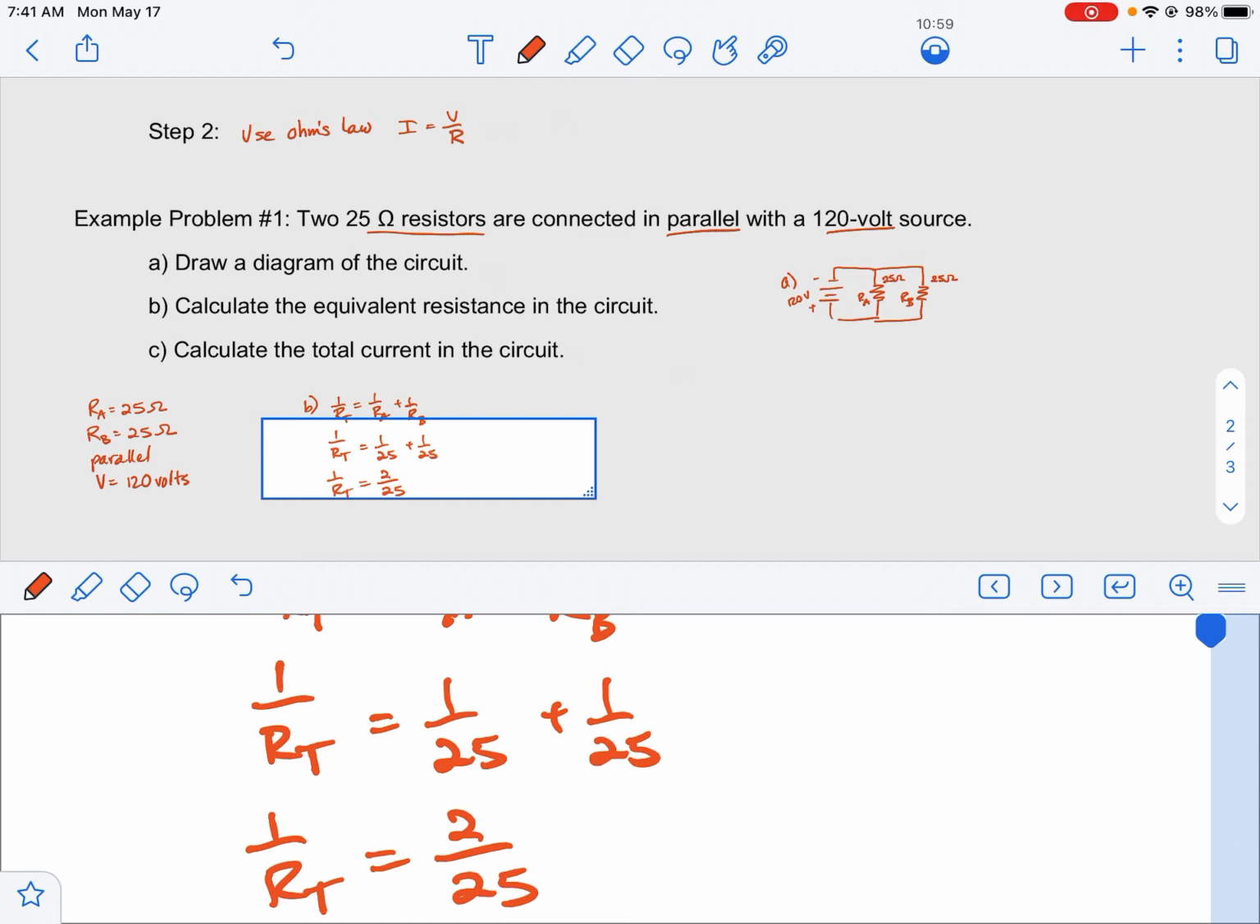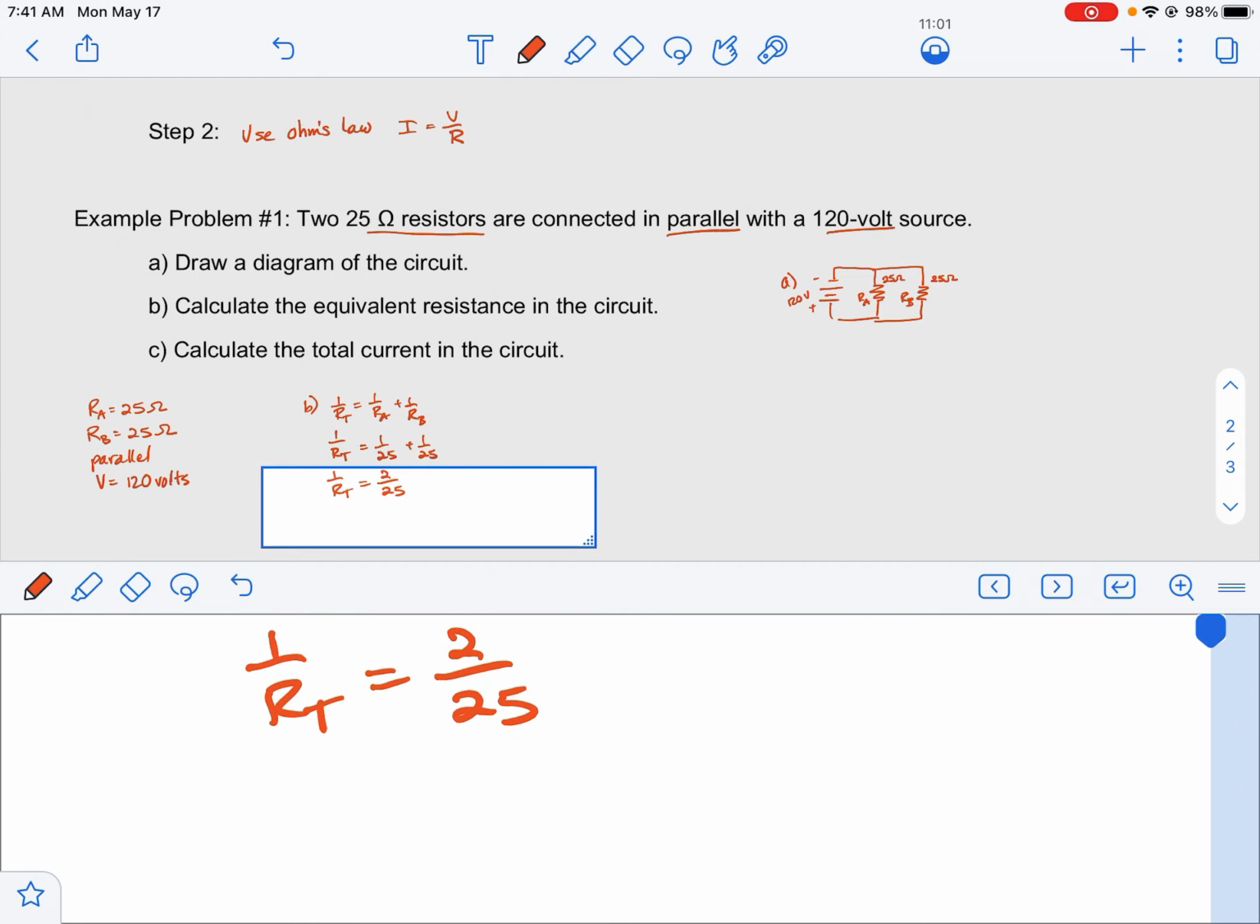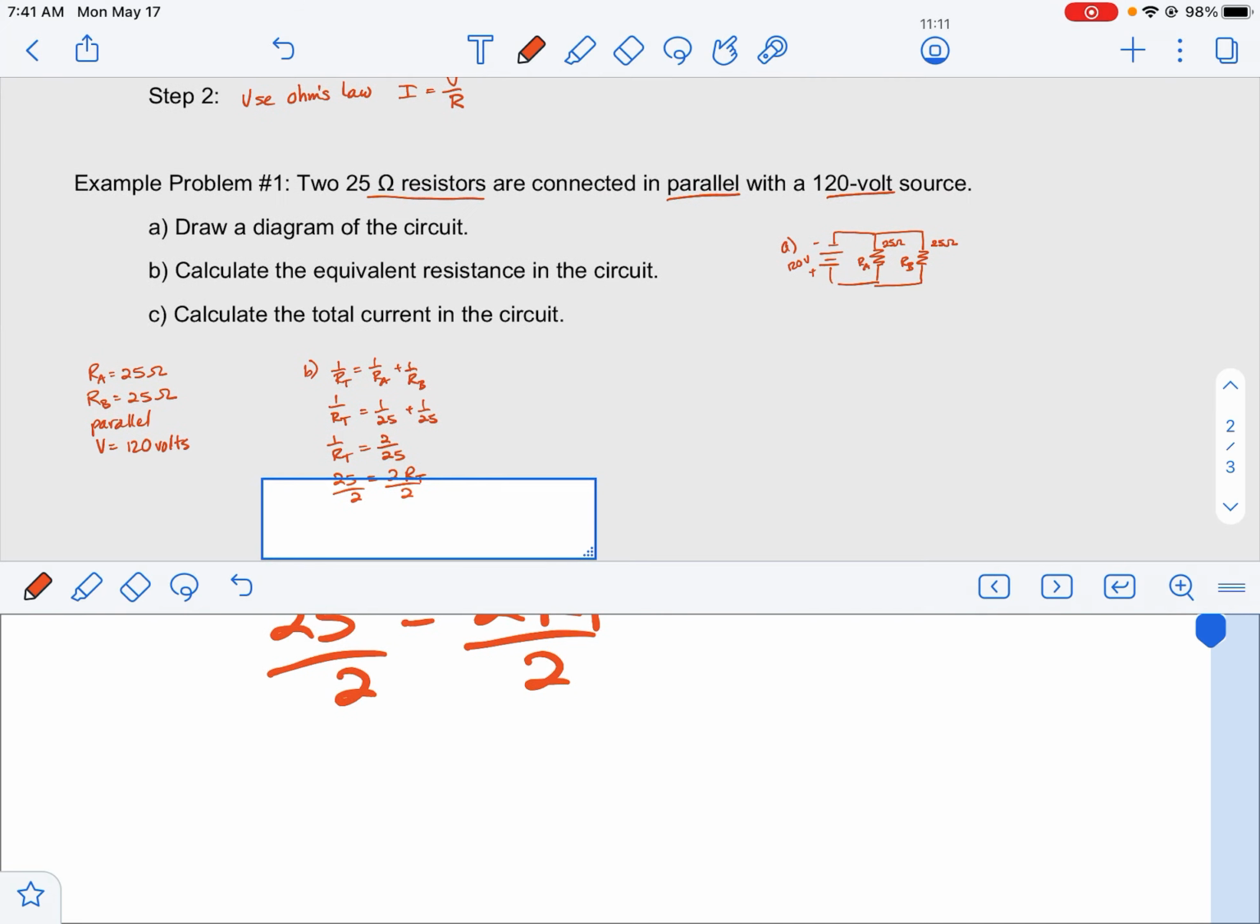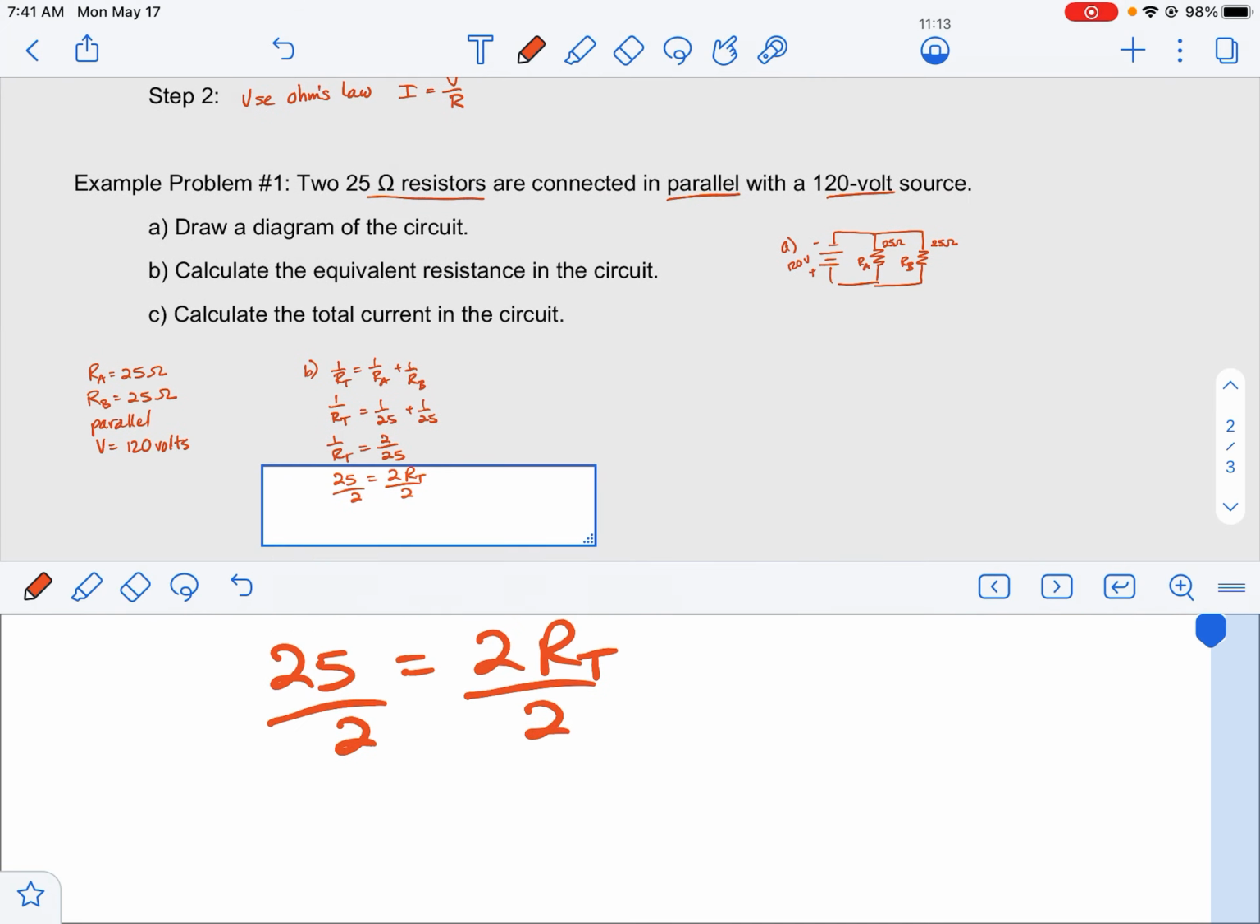So here's how we're going to do this. We're going to cross multiply. So I'm going to do 1 times 25, and I'm going to do 2 times RT, and then I'm going to divide both sides by 2. This all looks familiar to you. And I'm going to get 12.5 ohms equals RT. Now, if you don't remember how to do that from grade school, go back and listen to that part again, because you're going to have to do this a lot.